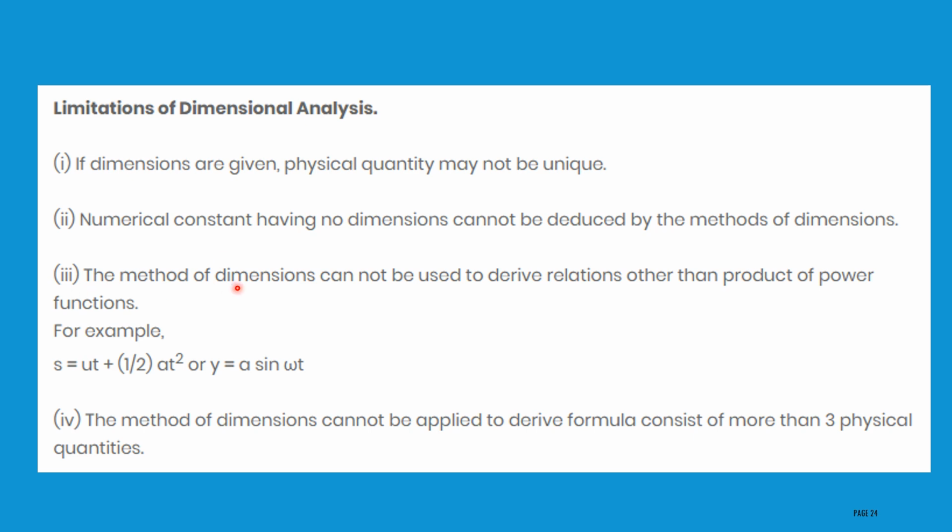Third one, the method of dimensions cannot be used to derive relations other than the product of powers. For example, s equal to ut plus half at square, then y is equal to a sine omega theta. In these formulas, we can't easily find out the dimensional analysis. Then next one, fourth one, the method of dimensions cannot be applied to derive a formula consisting of more than three physical quantities. With dimensional analysis we can't derive a formula consisting of more than three physical quantities.